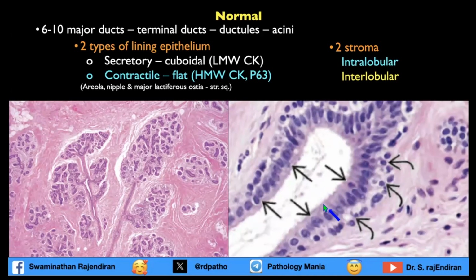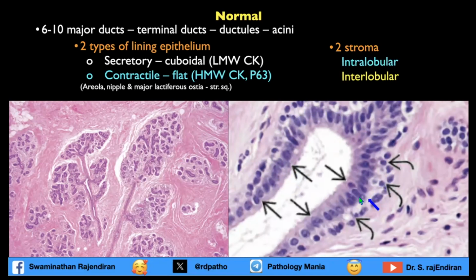Before knowing all these advances, we have to know some basic things. So normal histology, the breast is arranged in lobules. It's like a cluster of grapes, and the grapes are the functional units or lobules. And there are two types of cells when you go to the high power, the luminal secretory cells and abluminal myoepithelial cells.